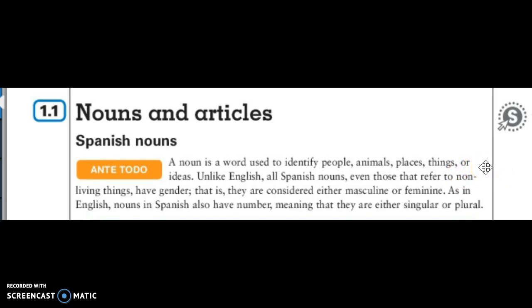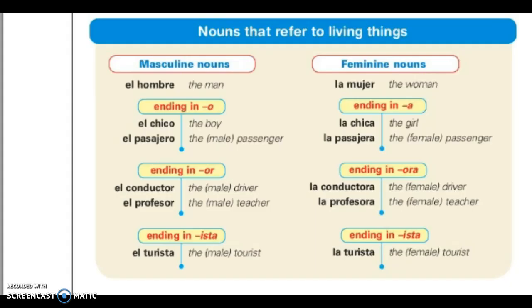When we say the bike, the bus, we just use the word the when it's a definite article. A definite article is the in English. Well, in Spanish, you're going to say either el or la. And now we're going to learn all the rules that will let you know whether a noun is masculine or feminine. We're going to begin and speak about nouns that refer to living things before we move on to nouns that refer to non-living objects or ideas.